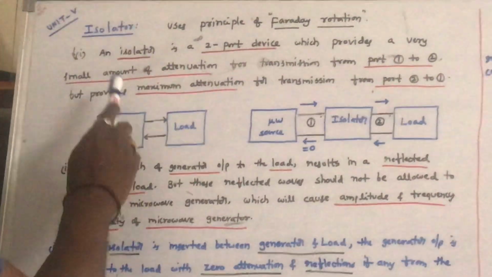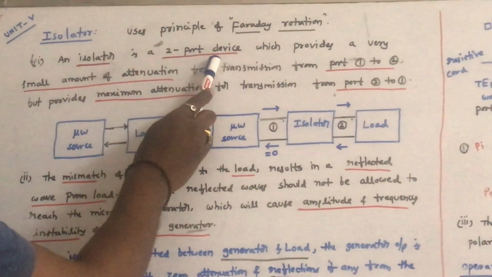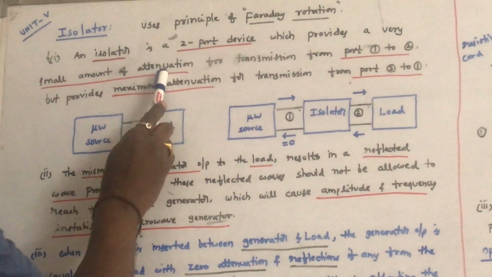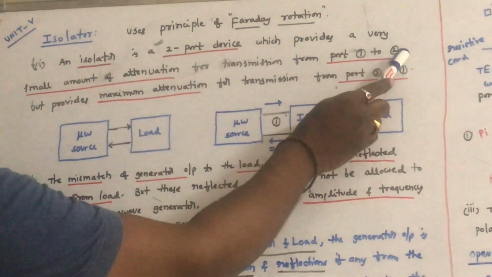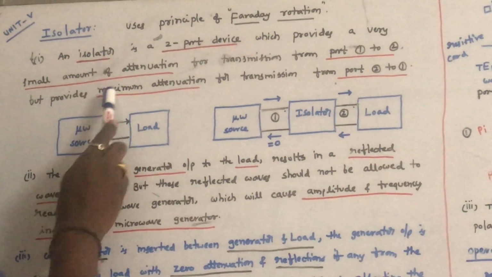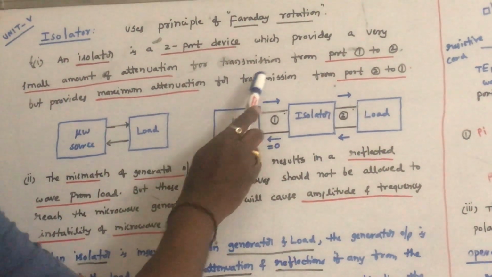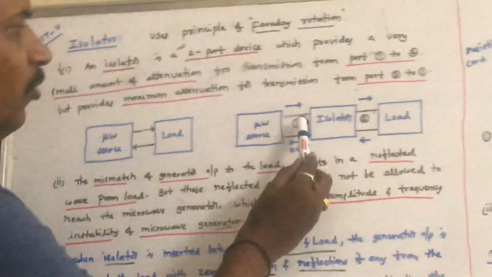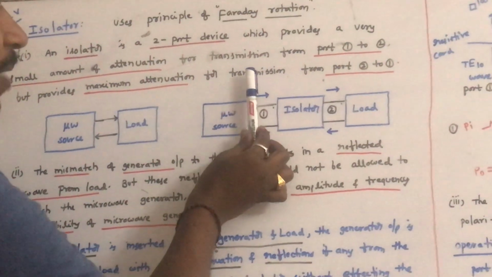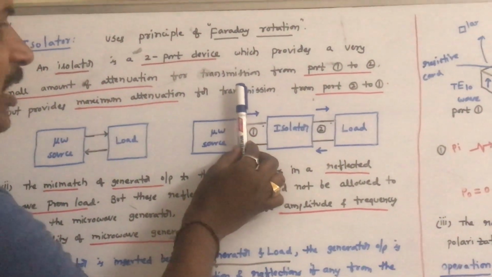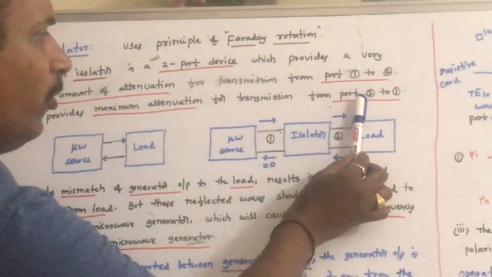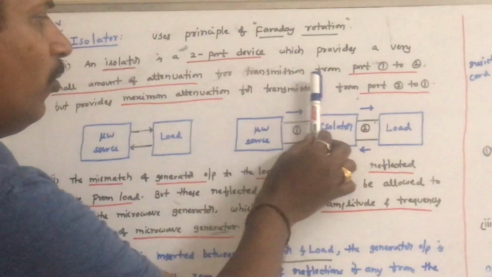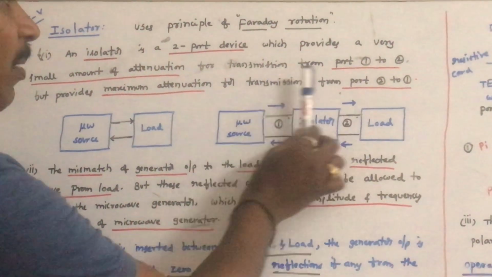An isolator is a two-port device which provides a very small amount of attenuation or zero attenuation for transmission from port 1 to port 2, while it provides maximum attenuation for transmission from port 2 to port 1. So this isolator is a two-port device which provides minimum attenuation for transmission of the wave from port 1 to port 2. It will travel with minimum attenuation, while for transmission from port 2 to port 1, it provides maximum attenuation.